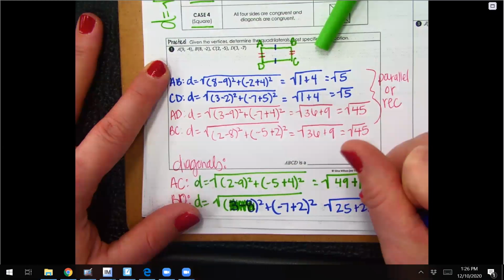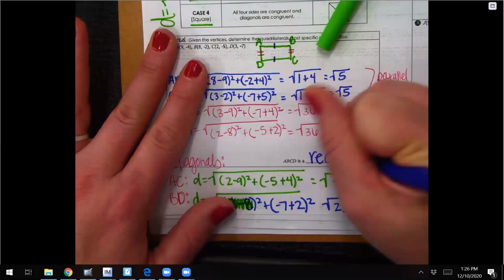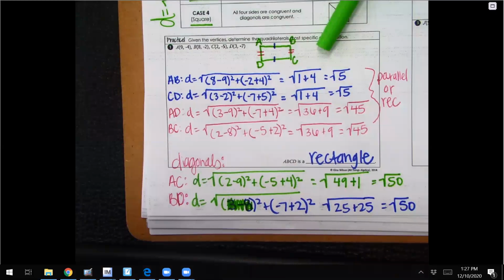So, does that make this a rectangle? This is a rectangle. Now, is it hard? No. Does it take time? Yes. Who wants to do 4 more? Not Miss Cole. So we're just going to discuss the key. You do not have to write this.